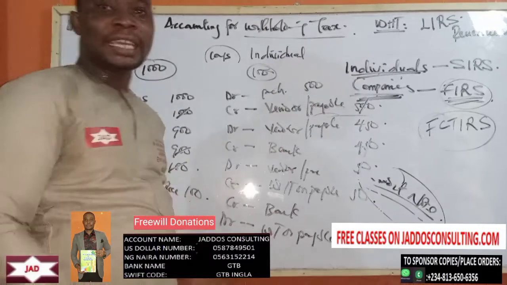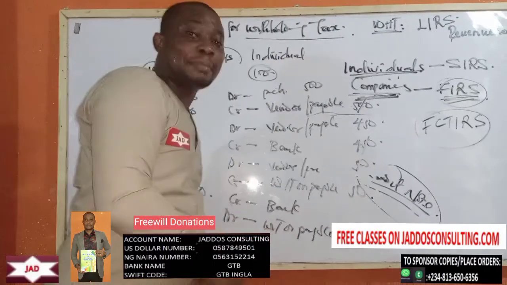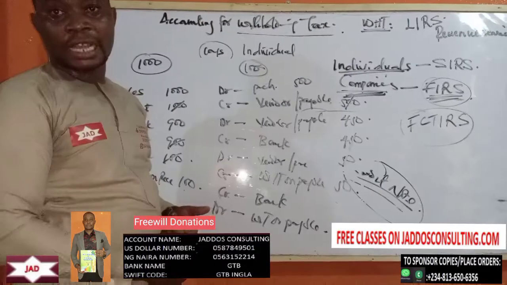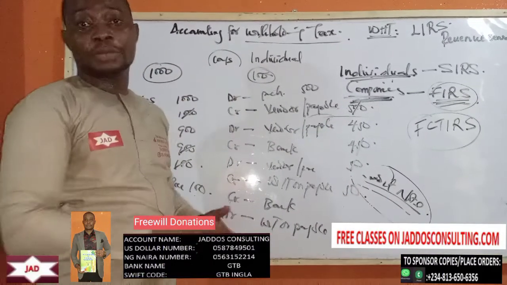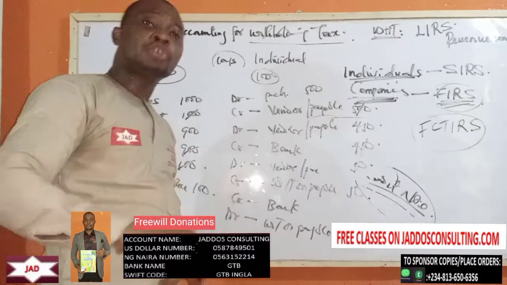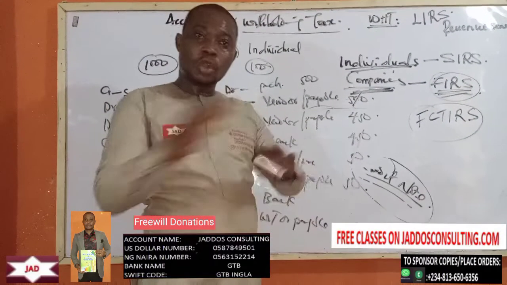His name has to be there, the invoice number has to be there, the amount has to be there, the tax amount has to be there. Okay, his TIN number, which means tax identification number, has to be there. And then you must make sure you remit this to the appropriate tax authority, so that you don't cause confusion.